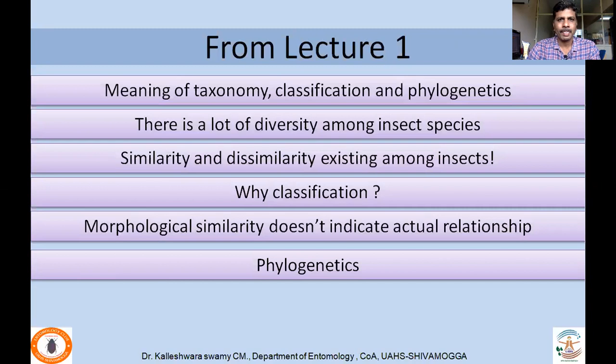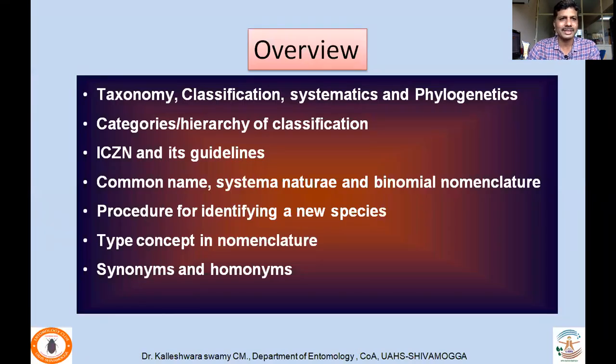Okay, so in this lecture 2, I'll be concentrating on taxonomy, classification, systematics, and phylogenetics. Especially the first three terminologies, taxonomy, classification, and systematics, are used interchangeably. So that's why we need to have a very clear picture of these three terminologies. Categories are the hierarchy of classification, ICZN and its guidelines, common name, Systema Naturae, and binomial nomenclature and its importance, procedure for identifying a new species, type concept in nomenclature, synonyms and homonyms. So we'll take one by one.